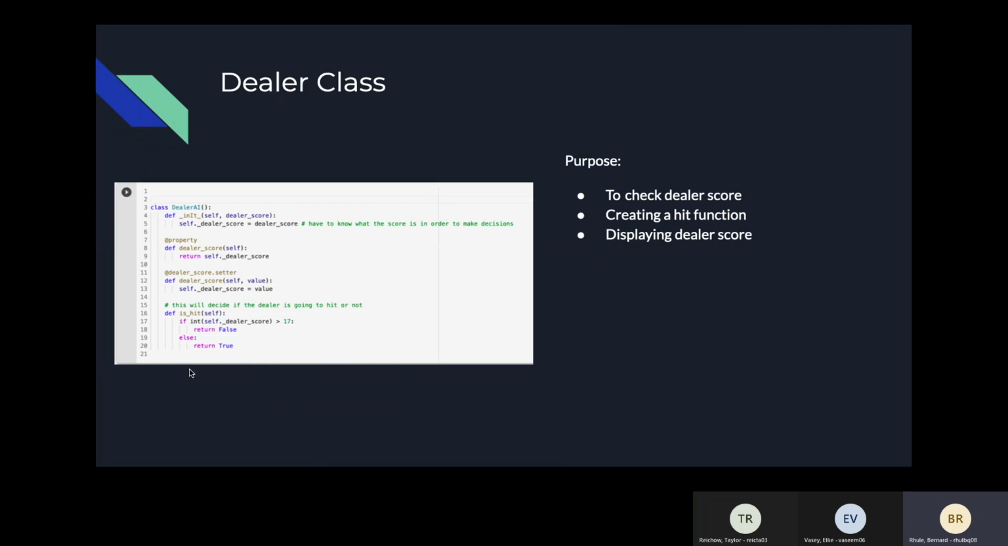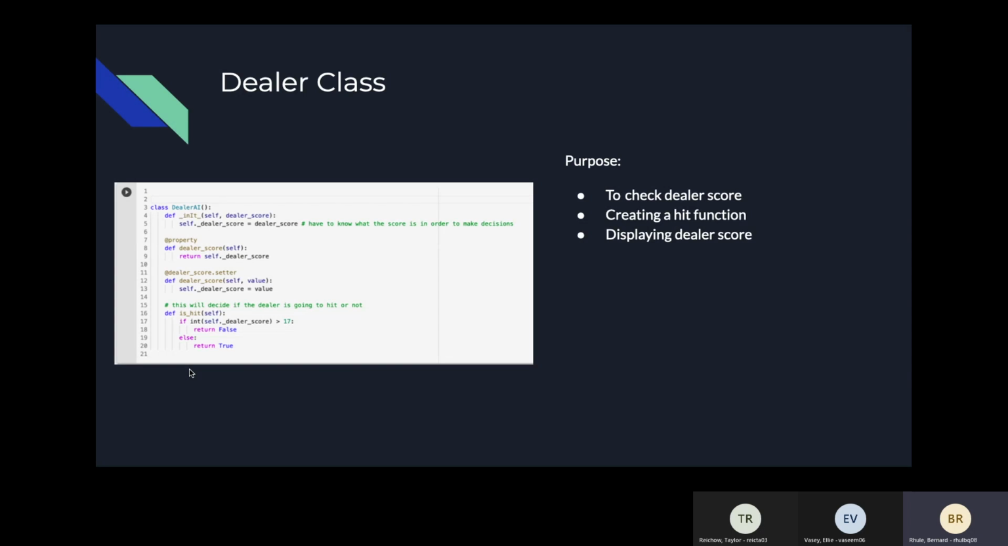Okay, the dealer class. For the dealer class, we created several different functions to help show the dealer score, which will help the dealer decide whether the dealer needs to hit or not. In the first function, the dealer score is retrieved and is set equal to the variable dealer_score. The second function returns a value which is displayed onto the screen for us to see.